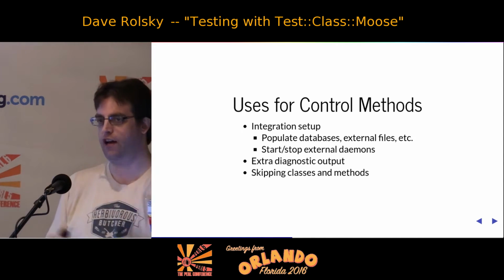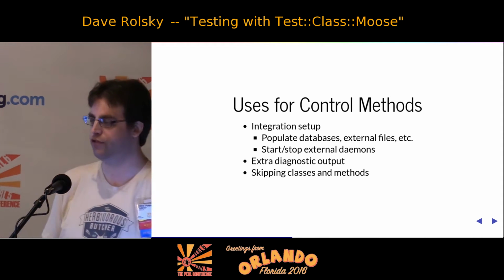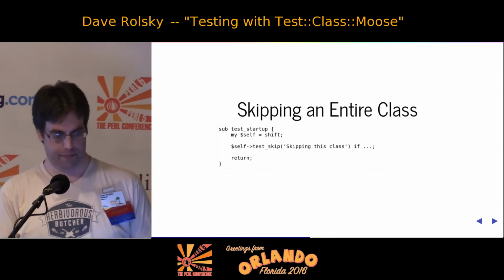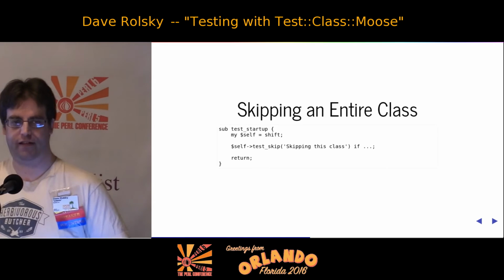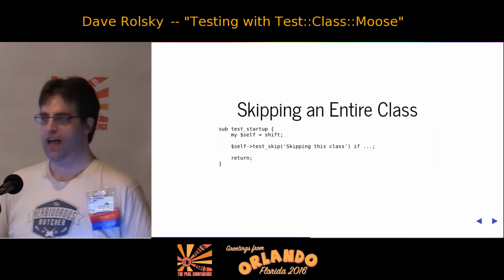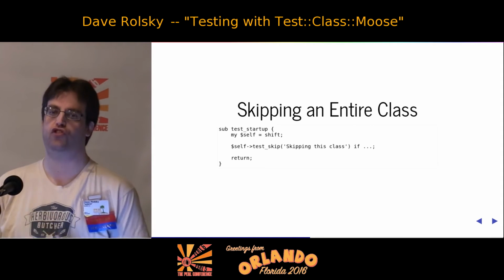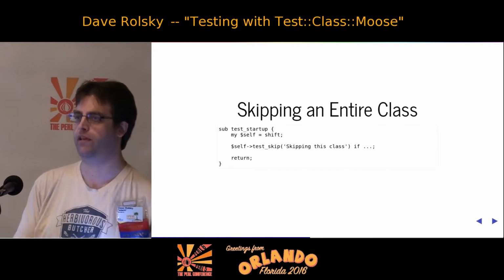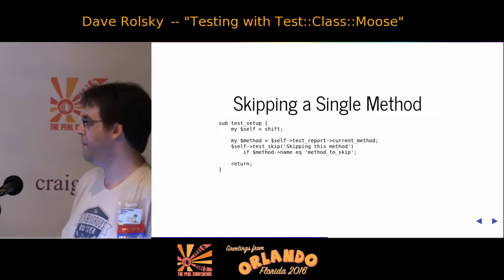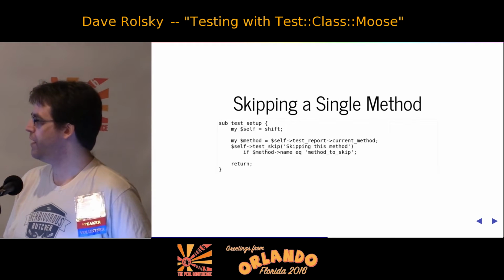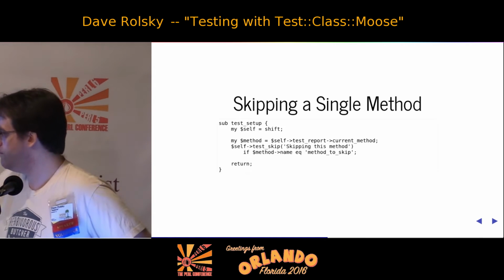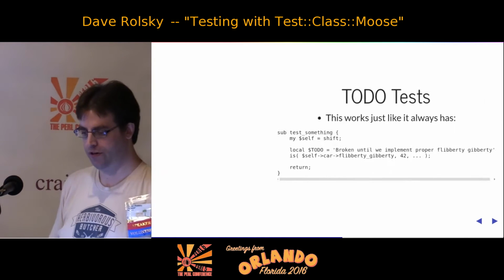You could also put out extra diagnostic output if that's useful, and it's, as I mentioned, how you skip either an individual test method or an entire test class. If you want to skip an entire class, you do it in test startup. That's the thing that runs per class, not per method. You just write self test skip, give it a reason, and then return, and then Test::Class::Moose checks that that's populated. If it sees that it's populated, it will issue the skip message appropriately and abort. If you want to skip a method, it's very similar. You can get the current method being run from this test report object, and if the method is a certain name, then you do the same thing. You set test skip, and it just works.